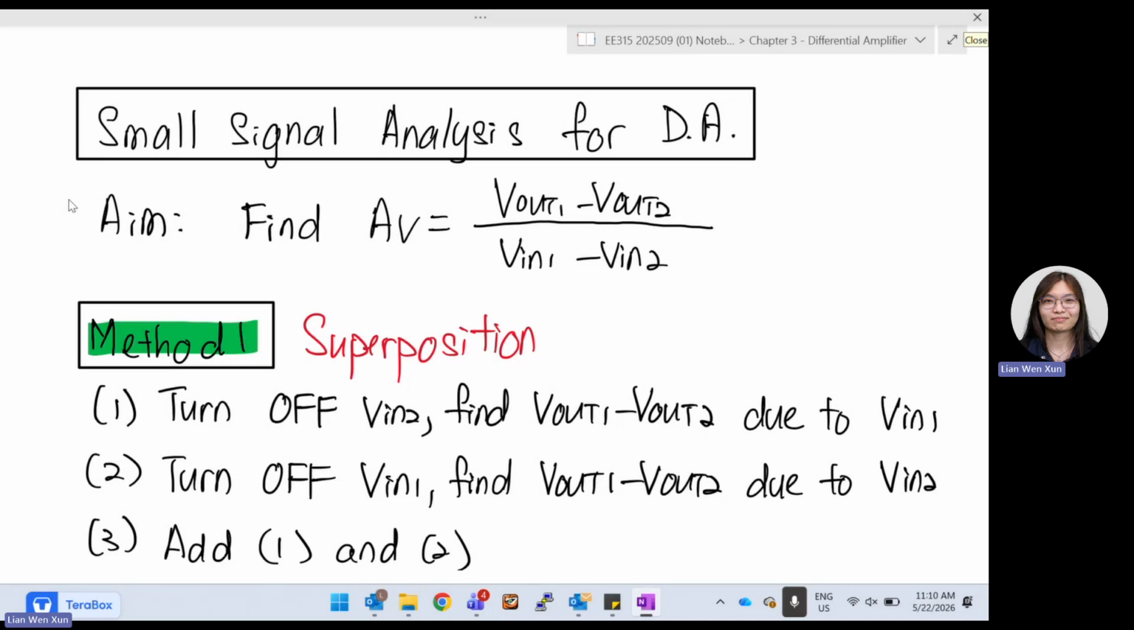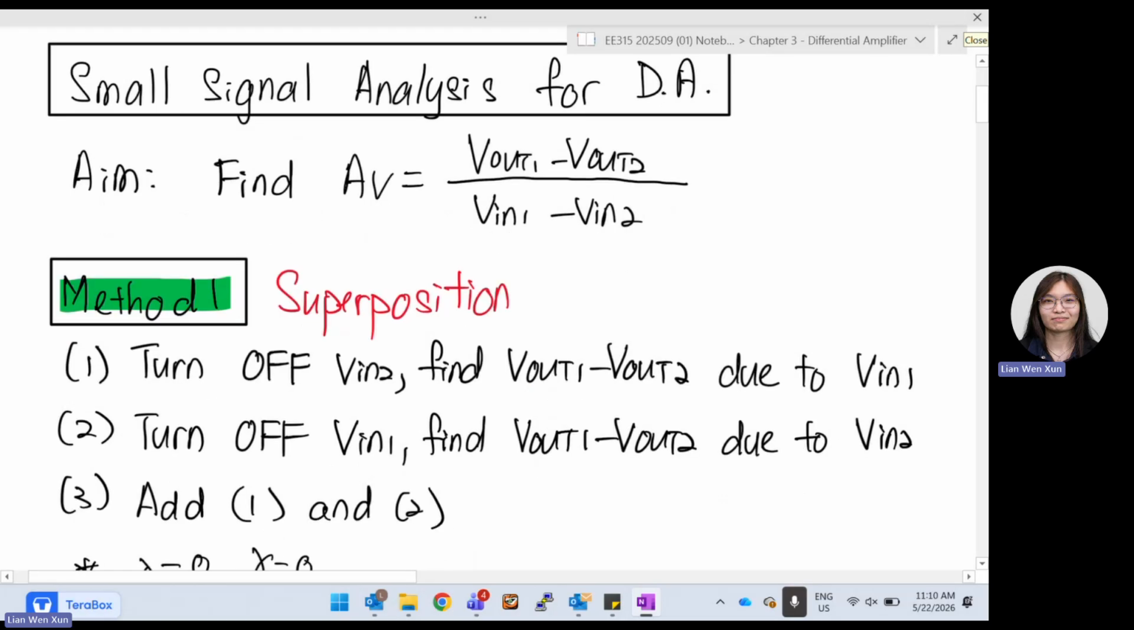So our aim, I think previously when we did single stage amplifier, we were looking for V out over V in. But now, since it's a differential amplifier, we are looking for V out 1 minus V out 2 divided by V in 1 minus V in 2. So you can see the difference over here.